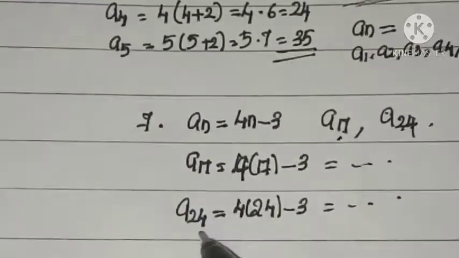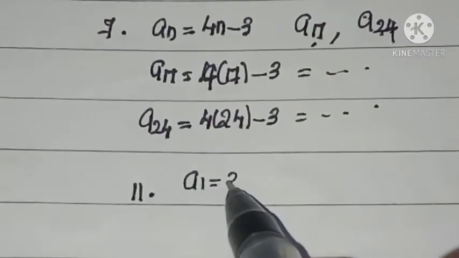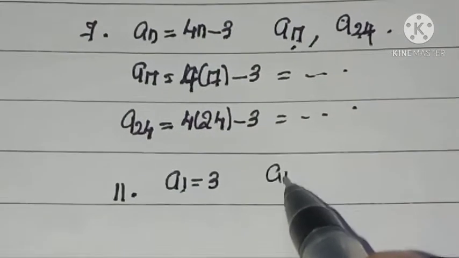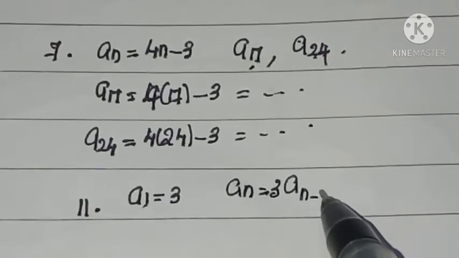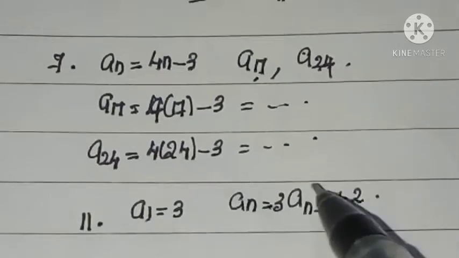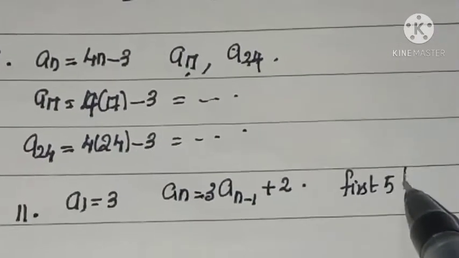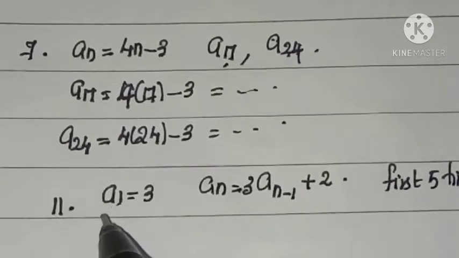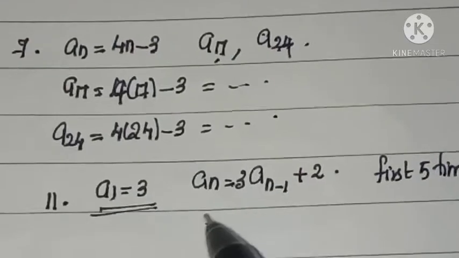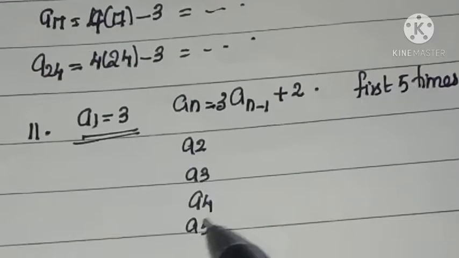Now question number 11, a little bit different. a1 is given. a1 equal to 3 and an is also there. an equal to 3 into a(n minus 1) plus 2. The question is to find the first 5 terms, that is a1, a2, a3, a4, a5. So here a1 is given. So we need to find a2, a3, a4, a5.